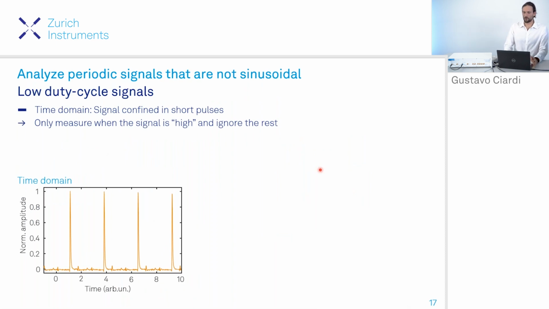Okay, I would like to shift the focus and have a look at a type of signal like the one here in the picture. The information in this periodic signal is concentrated only in a short amount of time, as you can see here, when compared to its period. So this type of signal is generally referred to as a low duty cycle signal.